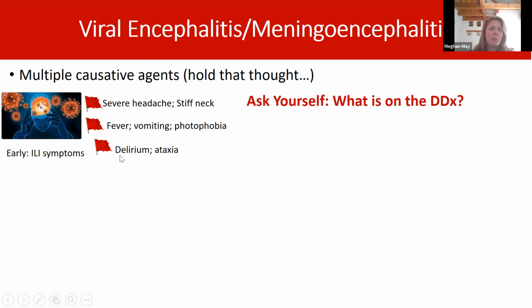However, they can rapidly progress to either delirium or ataxia, depending on what part of the brain is most affected. And so they'll either have these behavioral manifestations where they're very confused, they don't know what day, time, or year it is, they may be hallucinating, things like that, or ataxia, where they'll have just slurred speech and uncontrolled movement and just a lack of coordination in general.